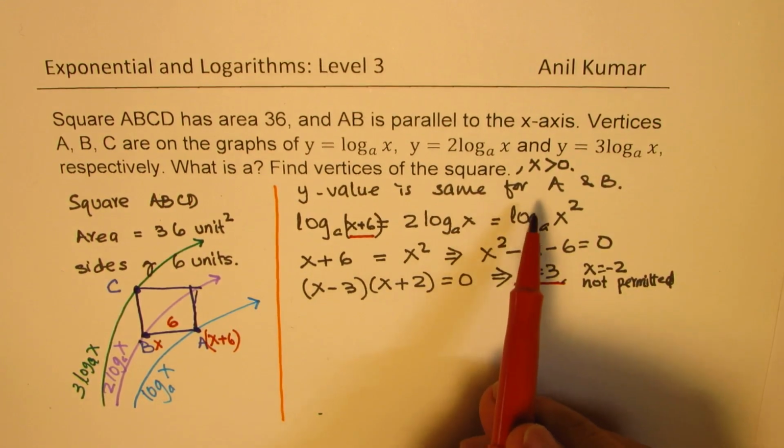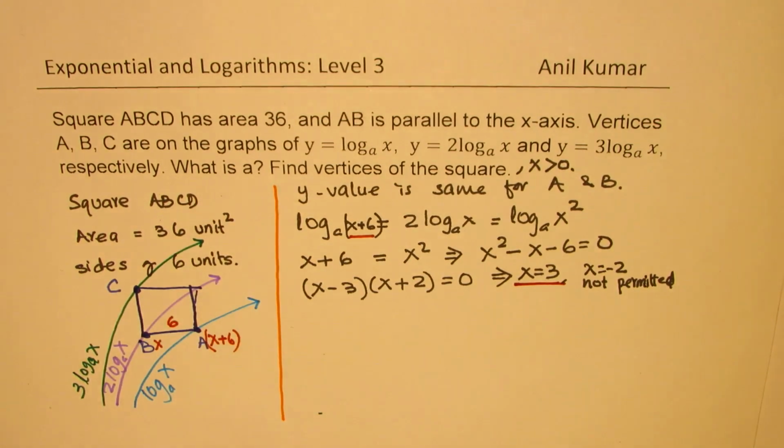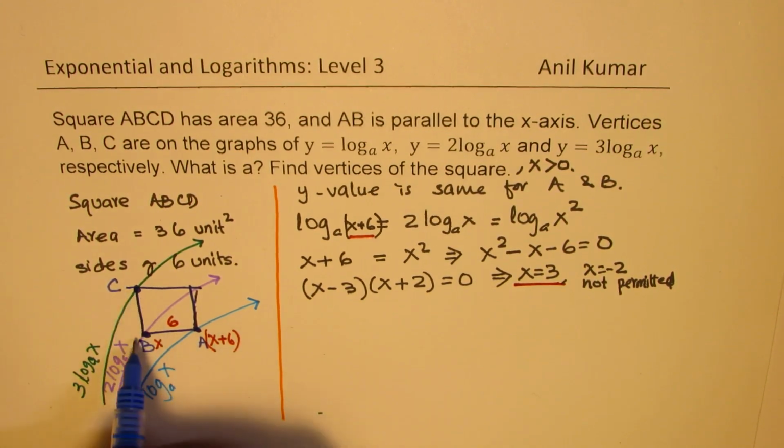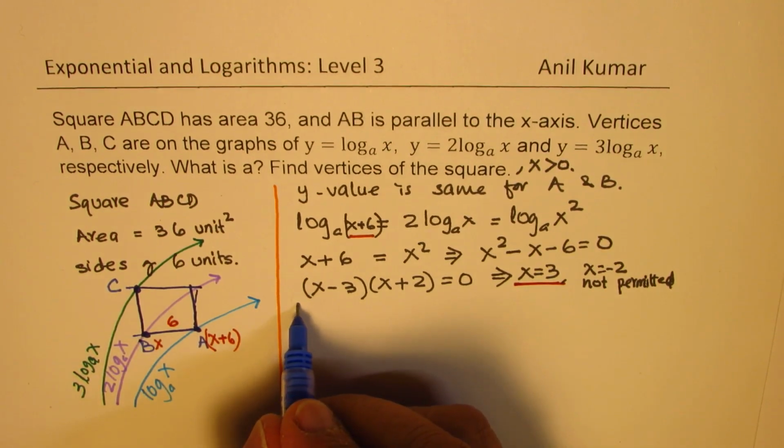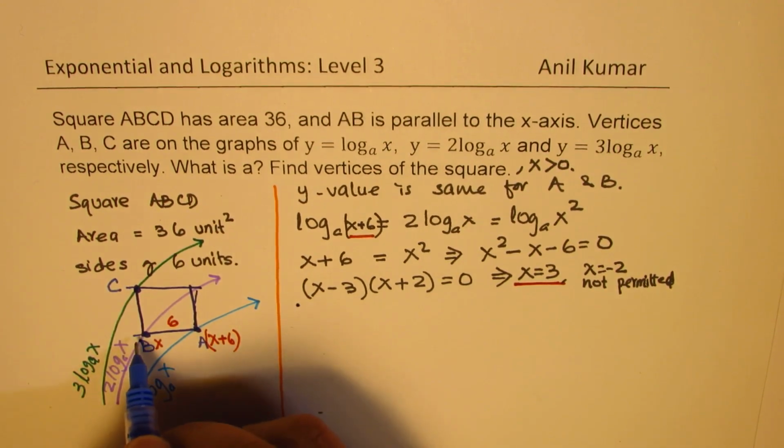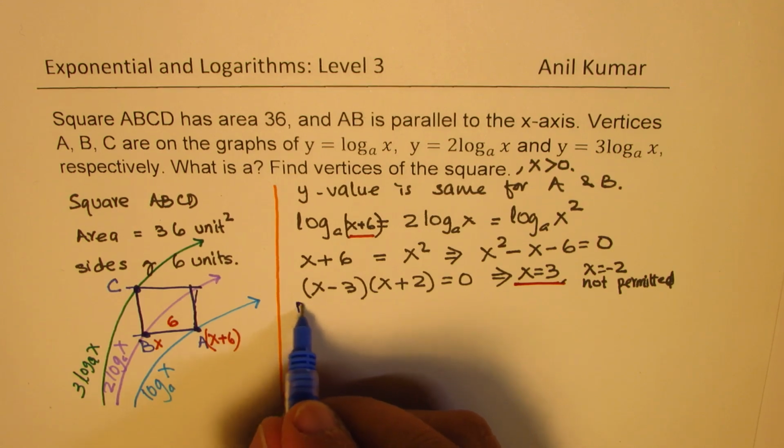Now we need to find the base a, correct? For the base, what we could do here is we could equate the y values for these two. So as you can see, for the same x value, there is a difference of y value.